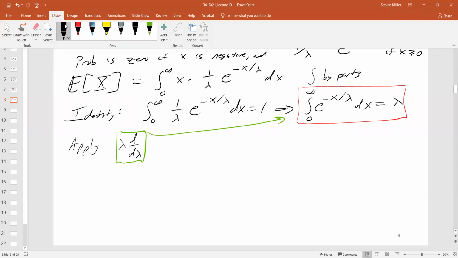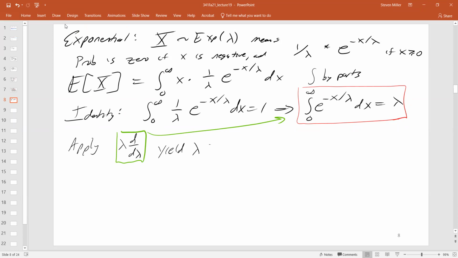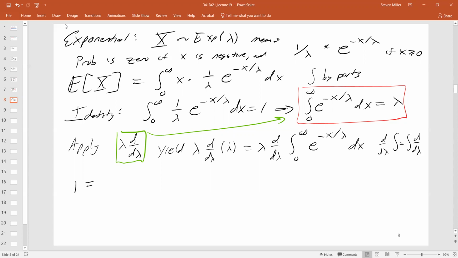And so when we do this, it yields lambda d by d lambda of lambda is equal to lambda d by d lambda of the integral from 0 to infinity e to the negative x over lambda dx. Now, what is true about the derivative of the integral? It's the integral of the derivative. We don't always have to justify that, but if we have that, we then get 1 equals lambda times the integral from 0 to infinity d by d lambda of e to the negative x over lambda dx.